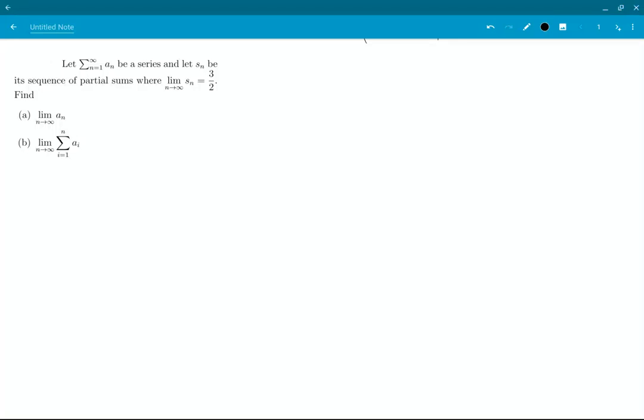Okay, a very useful example. Actually, let's do an exercise. I want you to pause the video and think about this. You're going to have to go back to the definition of a sequence of partial sums.